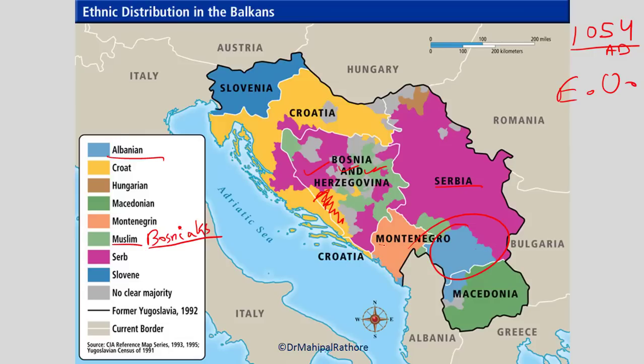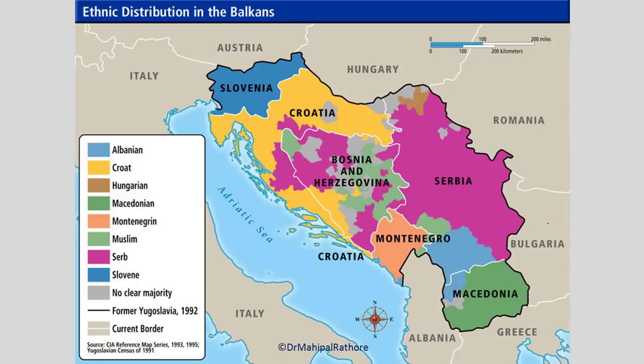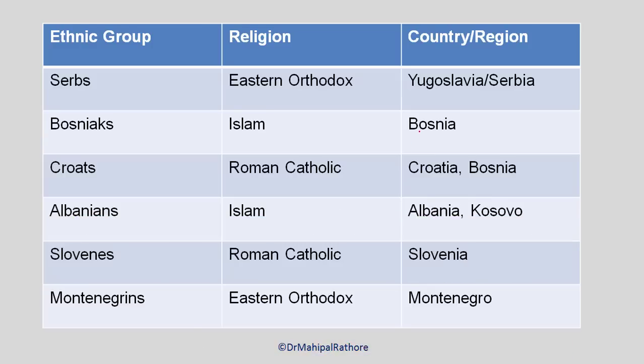And then coming to Montenegro, people living here, they are ethnically called Montenegrins, and the religion that they follow, Eastern Orthodox again. So Serbia and Montenegro both are majority Eastern Orthodox. Even Macedonia has mostly an Eastern Orthodox population, but there is a large minority of Muslims also. Have a look at this map, pause the video. I have tabulated all this information here.